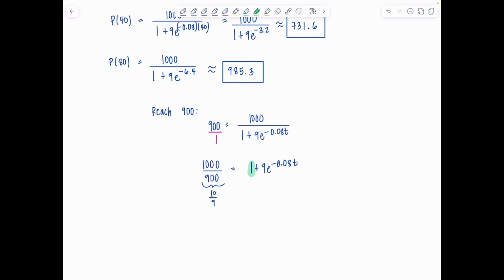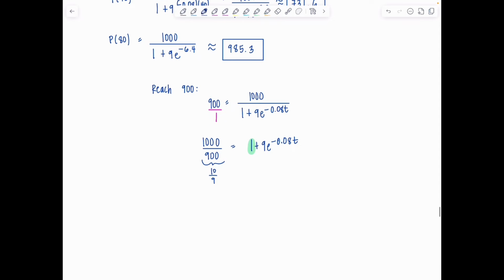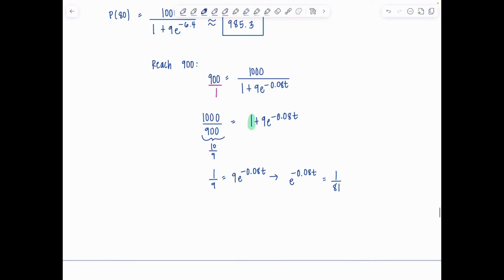And then if we subtract 1, which is 9 over 9, then I have 1/9 equals 9e to the negative 0.08t. So that's 1 over 81. E to the negative 0.08t equals 1 over 81. And then take the natural log of both sides. So negative 0.08t equals natural log of 1 over 81, which is the same as negative natural log 81. Then my negatives cancel out. So the exact answer would be t equals natural log of 81 over 0.08. And that would be how you would be expected to give it on an exam.